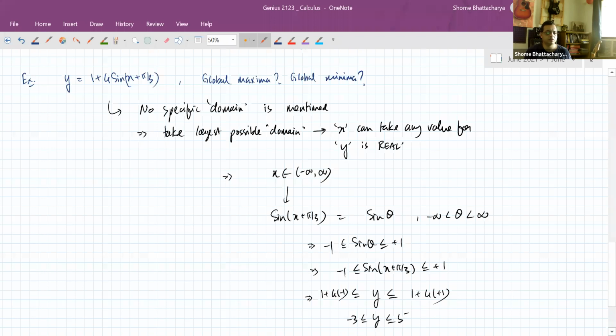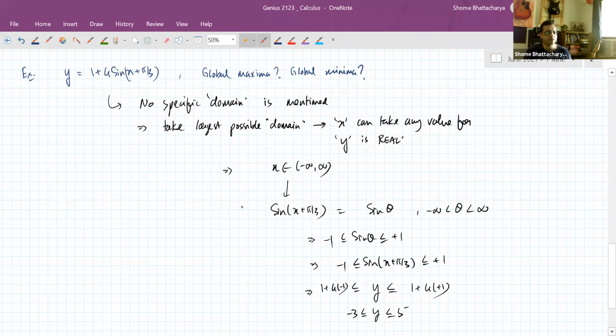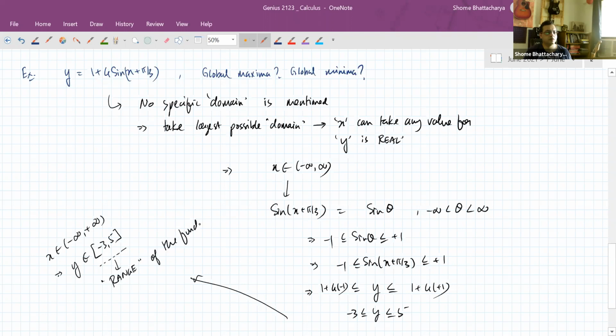So ultimately what that means here is that for X belonging to the set of minus infinity to plus infinity, Y belongs to the closed interval minus 3 to 5, inclusive of minus 3 and 5. In other words, we say that this is the range of the function. The values of Y that it takes for a given domain, this is called the range of the function. Whereas here the values of X that are taken, this is called the domain of the function.